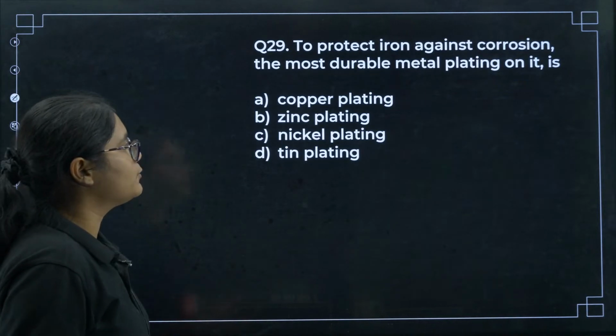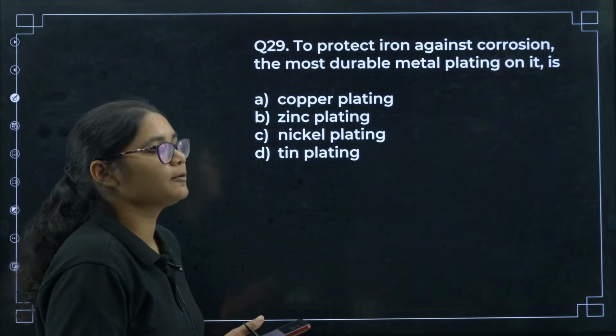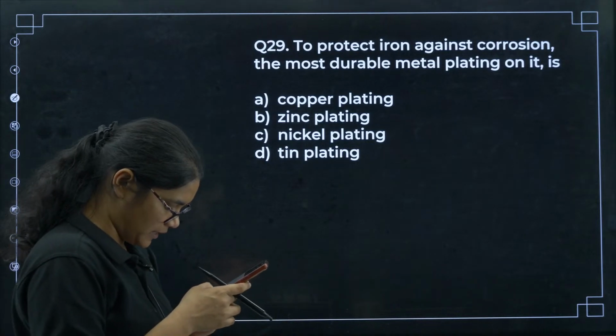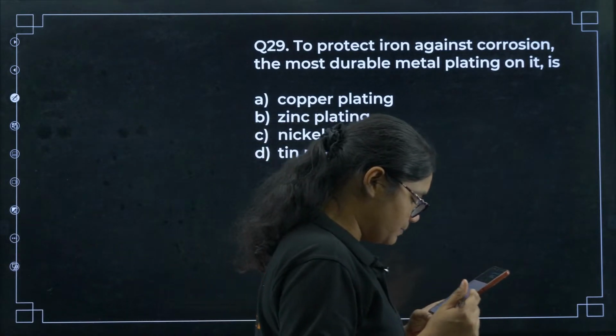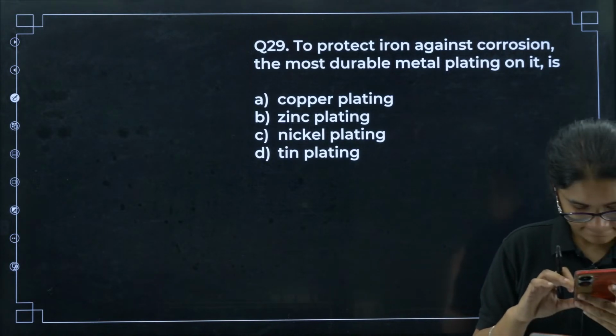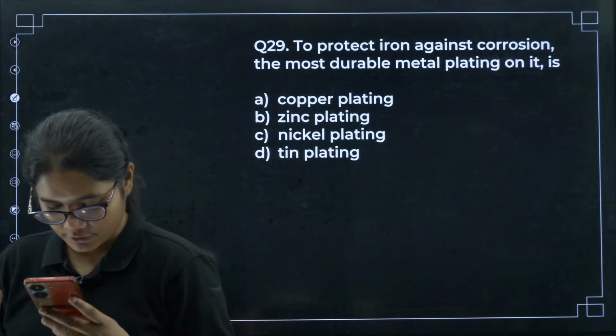Next, to protect iron against corrosion, the most durable metal used for plating on it is. This is also a very direct question. All of you might be knowing this one. We do plating of which metal? Yes, Uday, active metal, very good.